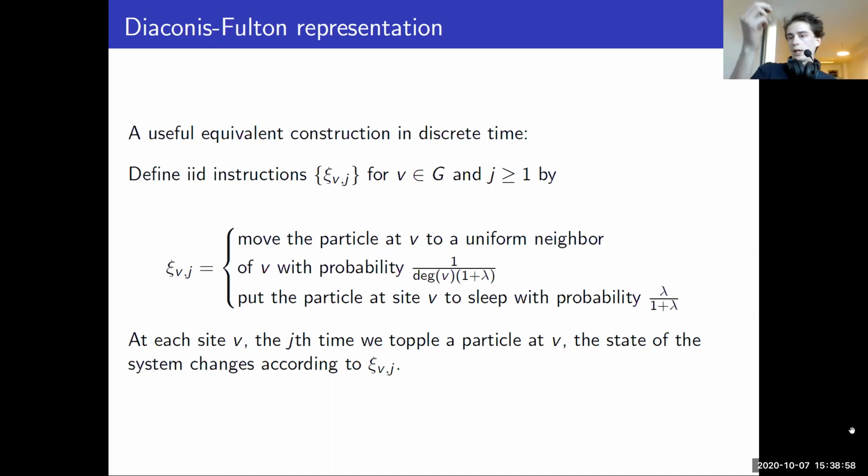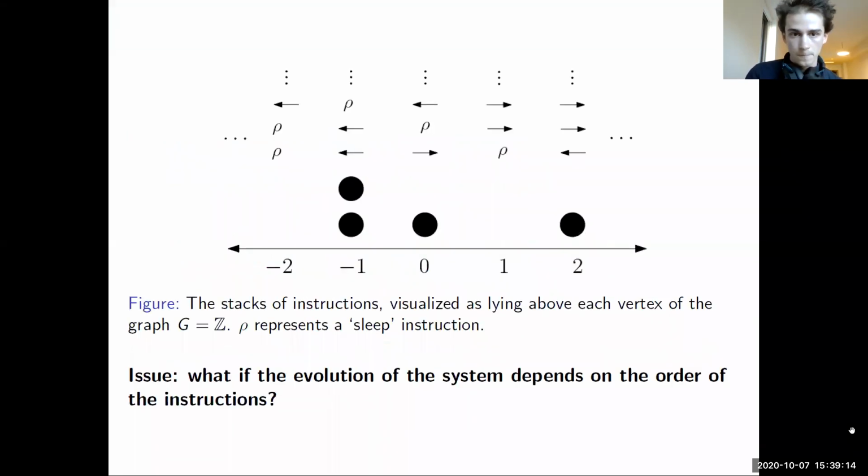So at every site I have all these instructions, and now how do I evolve the system? The jth time a particle reaches site V, that site hands it instruction psi Vj, and the particle just obeys that instruction. So picture it like this. I have my configuration of particles, and each site has this big stack, and one by one particles are coming to sites, and the sites are just handing out instructions as the particles come.